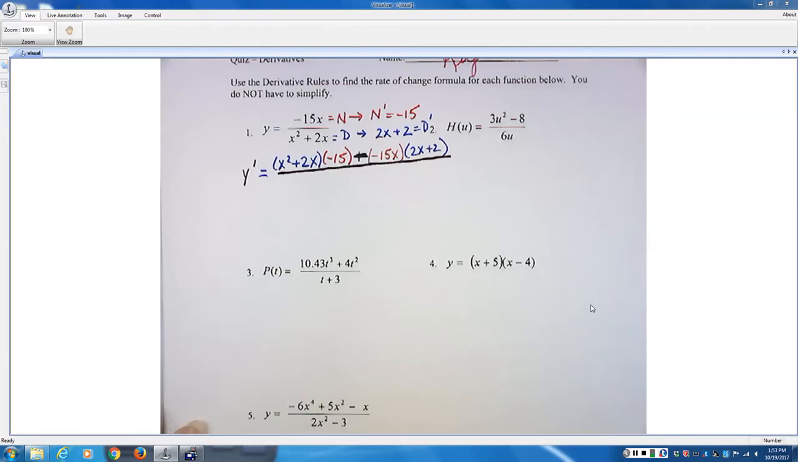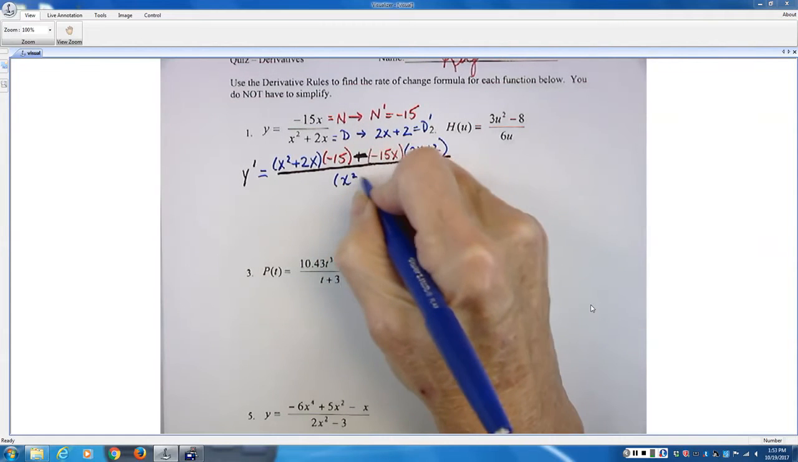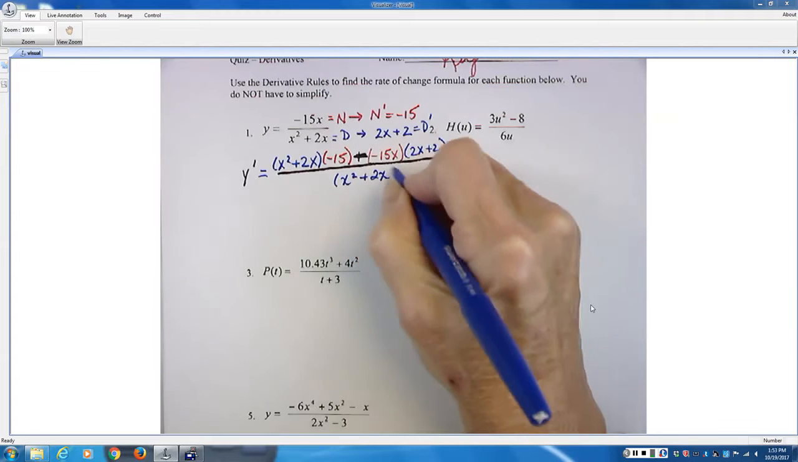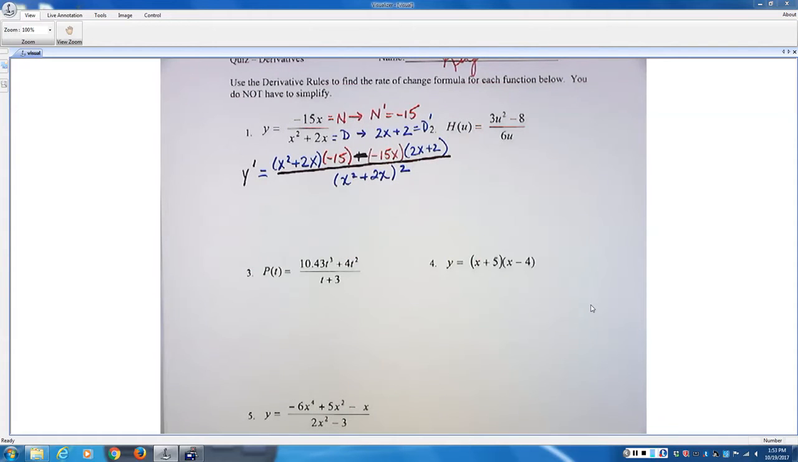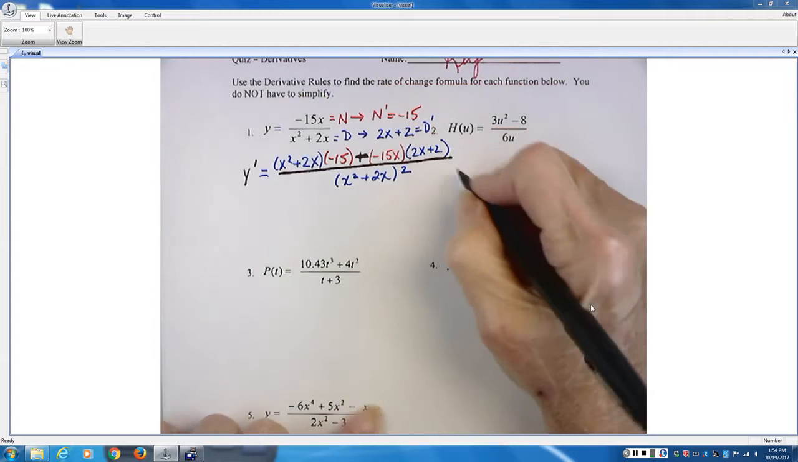And then the bottom is always your denominator as it was in the original problem, but it's squared. And that's as far as you have to go. You don't have to go any further than that. Now, yes, it is possible to. Yes, you can clean it up, and yes, it'll look a whole lot nicer. But this was the calculus. The cleaning up part is algebra. And right now, I want just the calculus. I want to make sure you can do the calculus part.